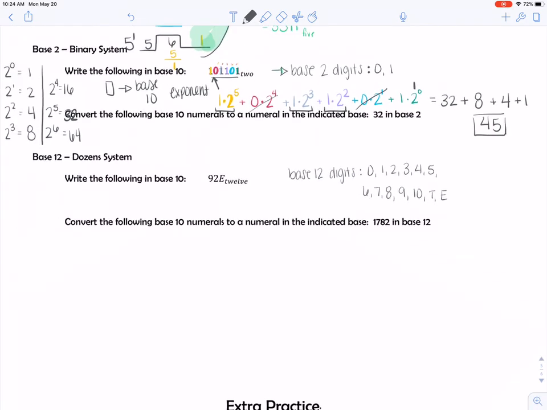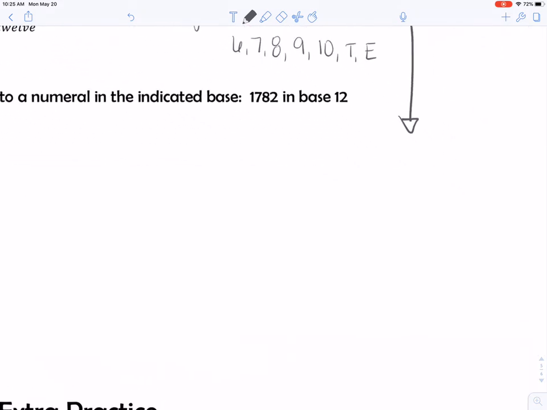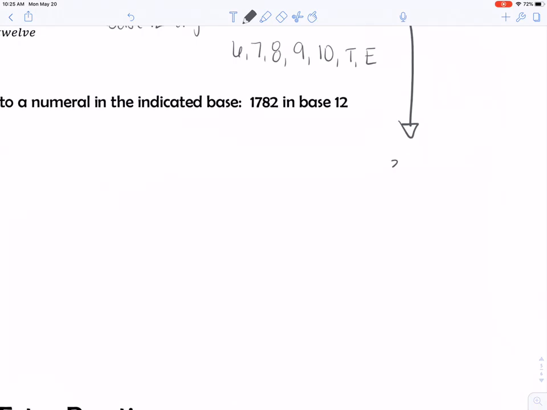So now I'm going to go backwards. It says take the following number in base 10 and convert it to base 2. So I'm going from base 10 to base 2. And so this was the division trick we learned in class. So I'm actually going to have to do this down here. I'll run out of room. So I have 32 and I want to convert it to base 2.